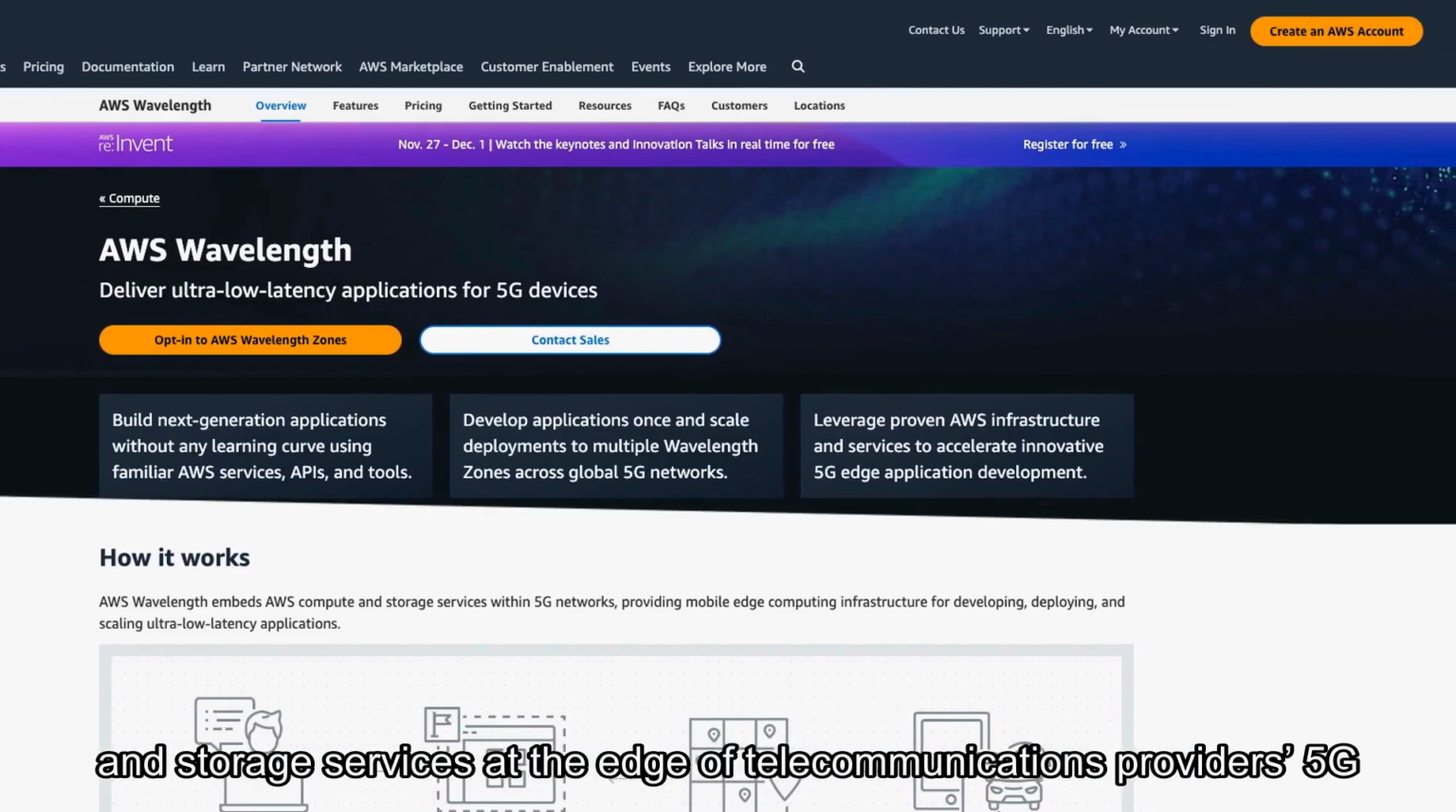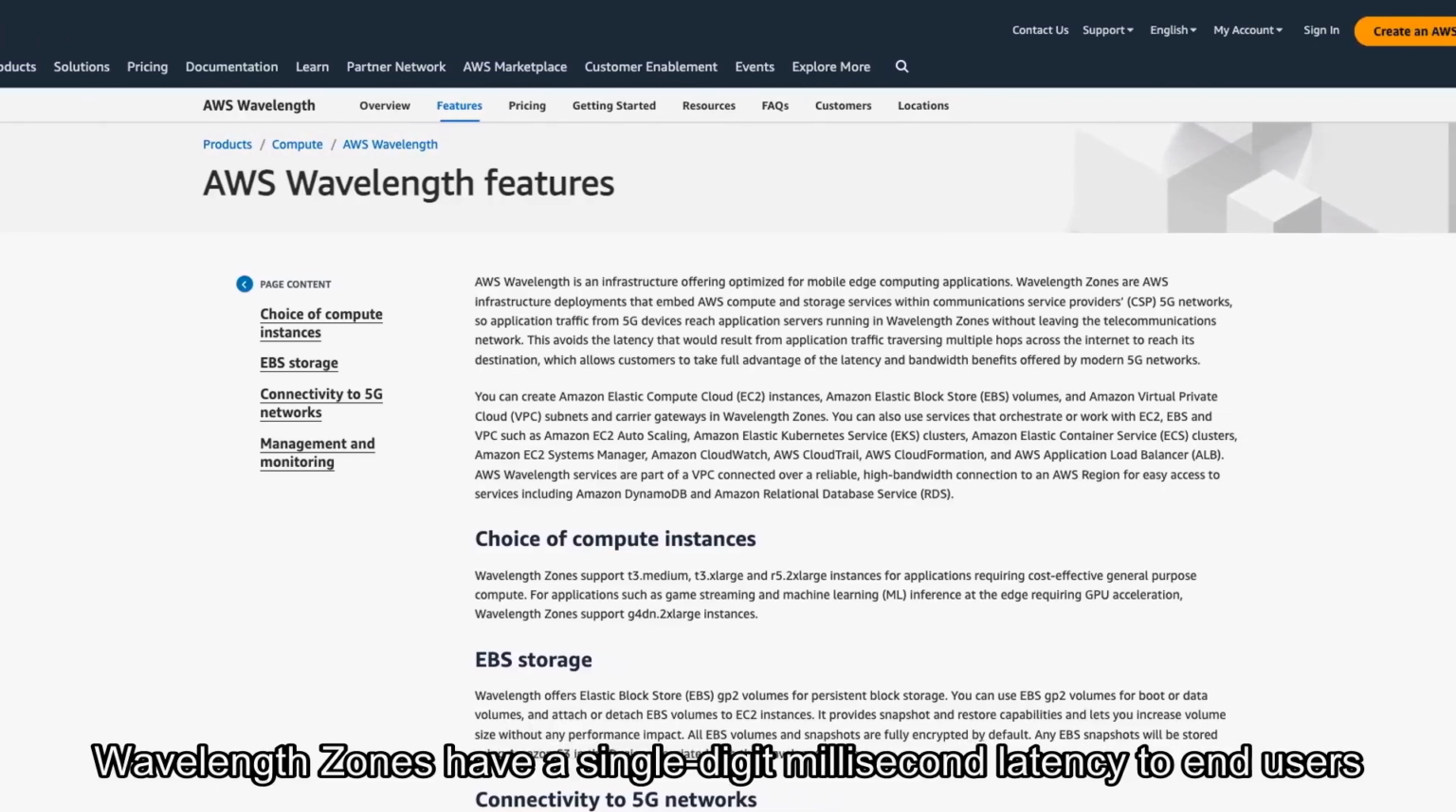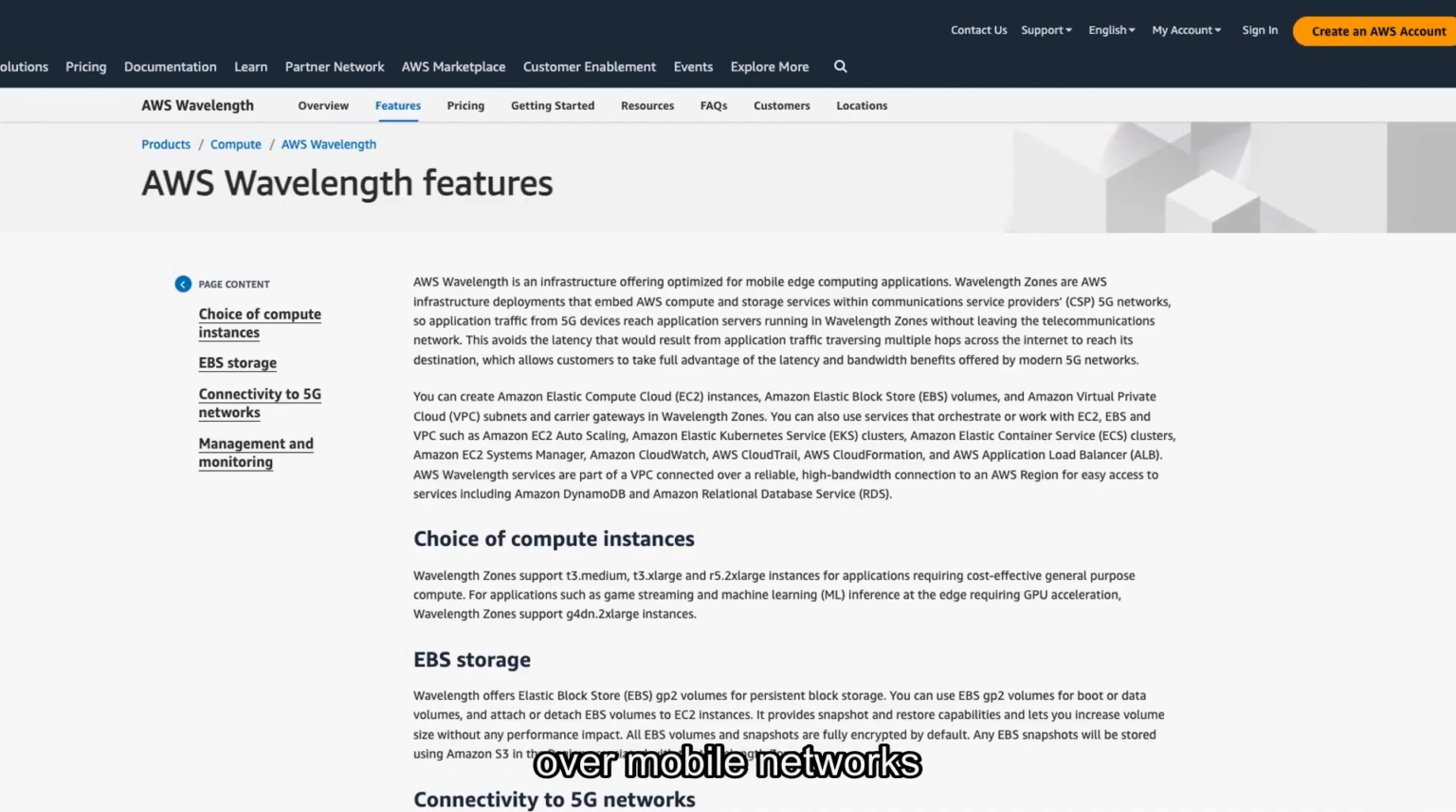Wavelength zones. AWS wavelength zones are an infrastructure deployment that places compute and storage services at the edge of telecommunications providers' 5G networks. Wavelength zones have a single-digit millisecond latency to end users over mobile networks.